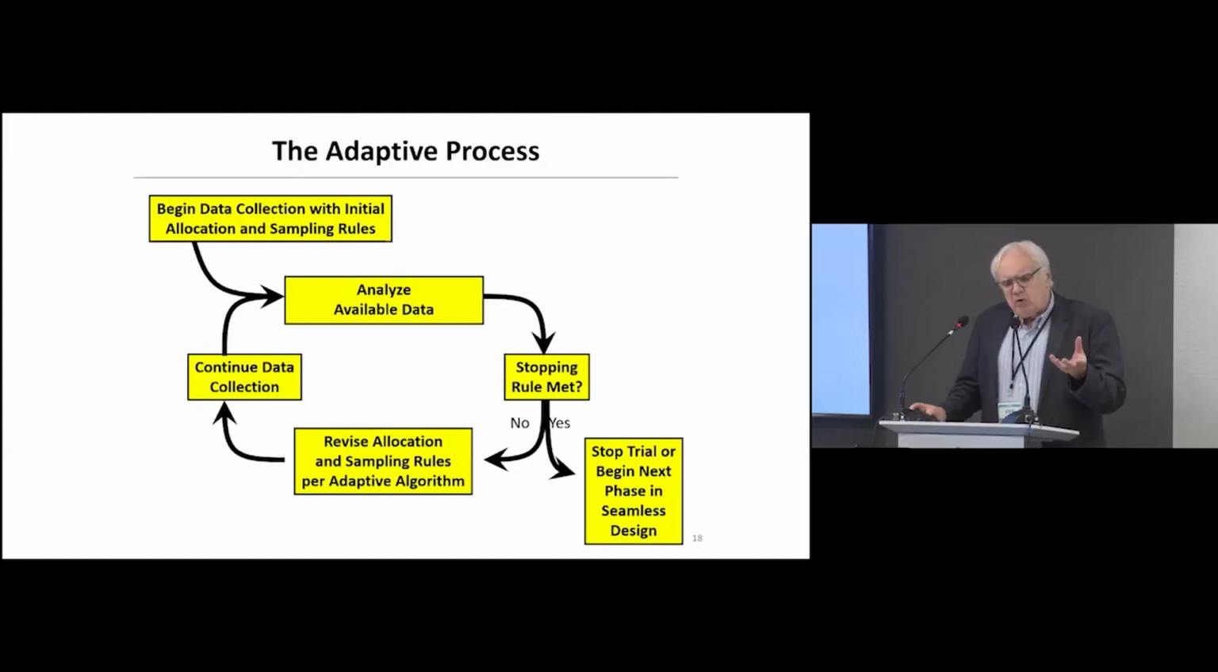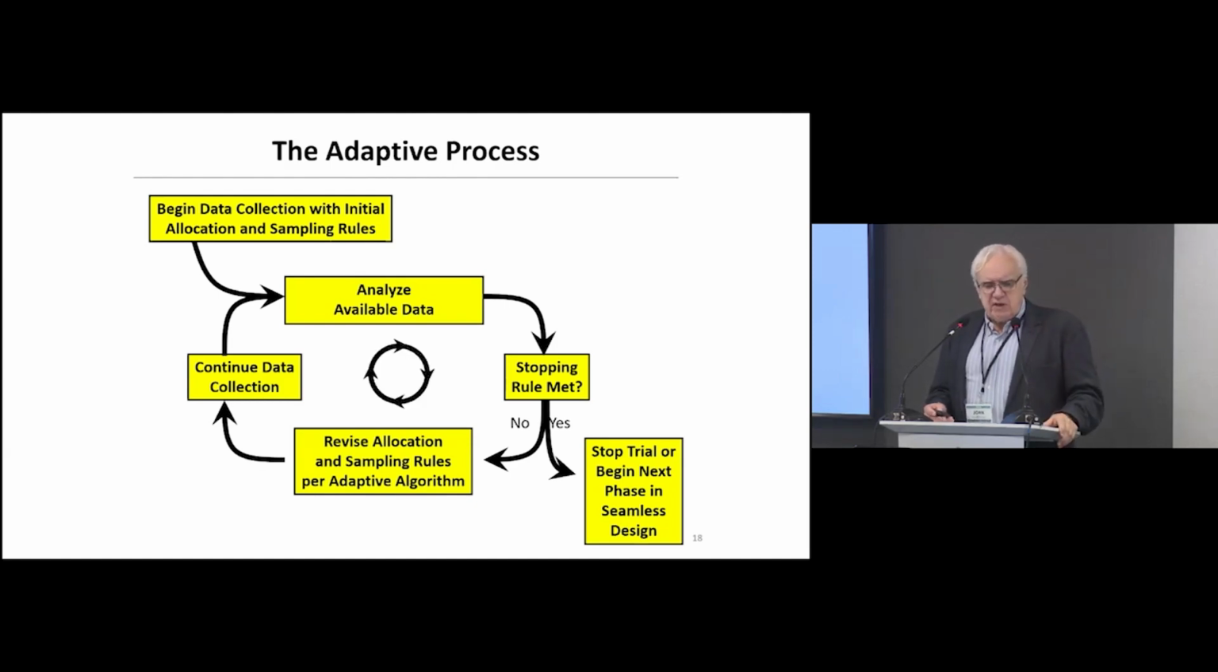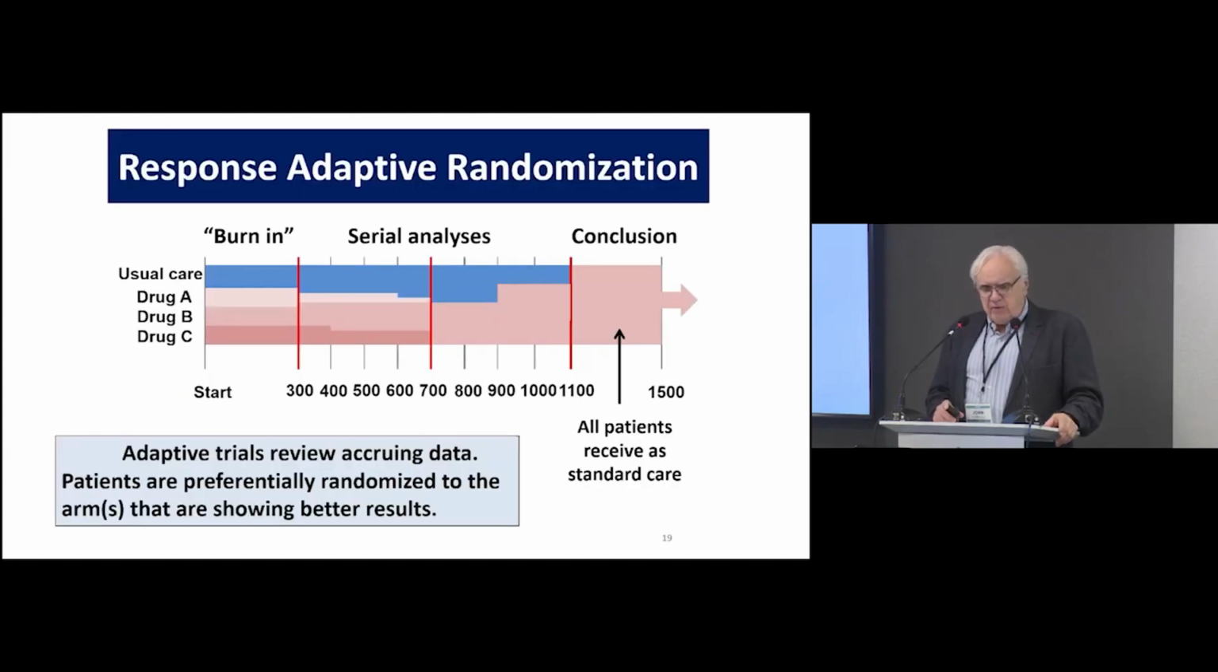So here's how it works in the trial. You begin data collection with the initial allocation and sampling rules. You analyze the available data. You determine, has the stopping rule been met? And that may be stopping the domain and reporting it. If it is, then you stop. If it isn't, you revise the allocation based on that a priori algorithm, and the trial keeps recruiting, and potentially that can go on forever.